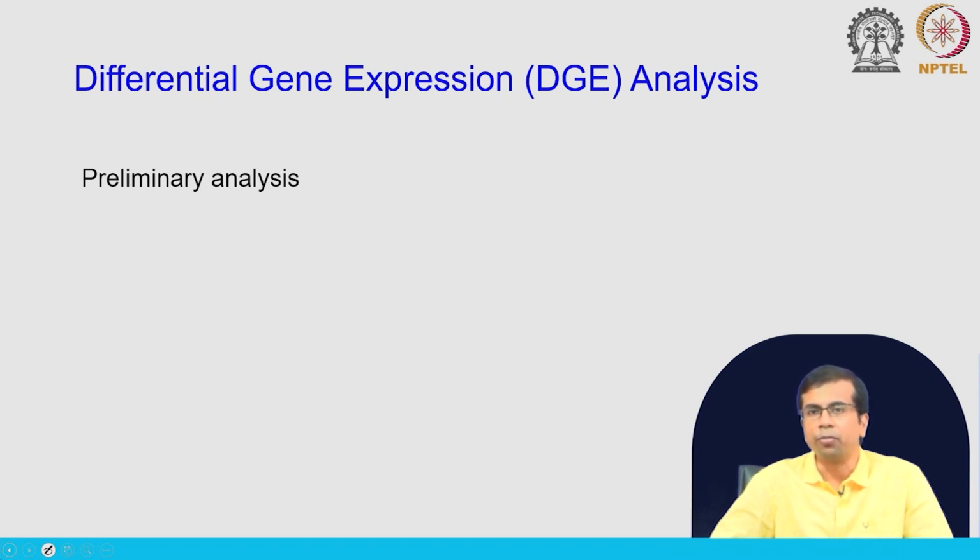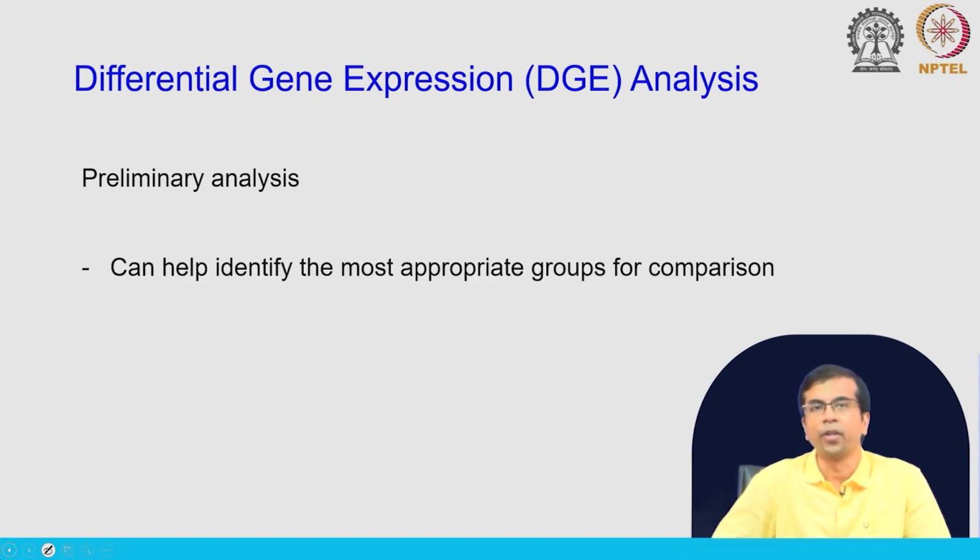I will talk about two different, commonly used preliminary analyses, but you can of course think of other ways of looking at the data, and there are many innovative ways people are coming up with for this analysis. We can identify the most appropriate groups for comparison. Let us say we identify where these groups are very different and would be most interesting to study, rather than groups that are very similar to each other.